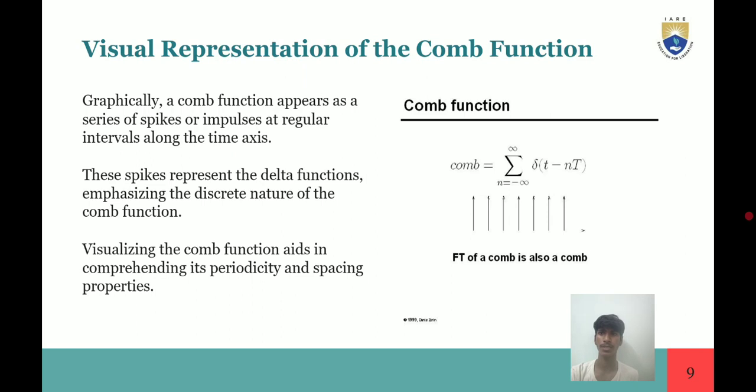Visual representation of the comb function. Graphically, a comb function appears as a series of spikes or impulses at regular intervals along the time axis. The spikes represent the delta functions, emphasizing the discrete nature of the comb function. Visualizing the comb function aids in comprehending its periodicity and spacing properties.